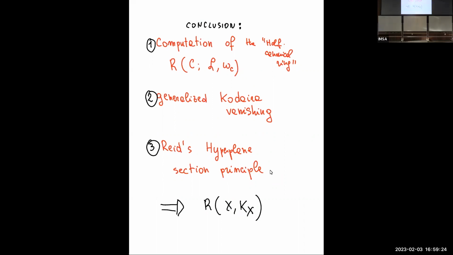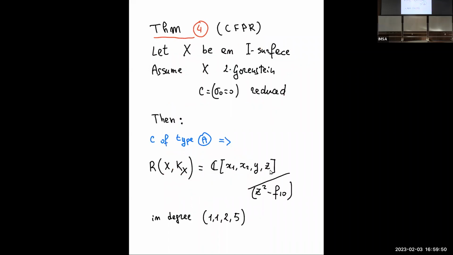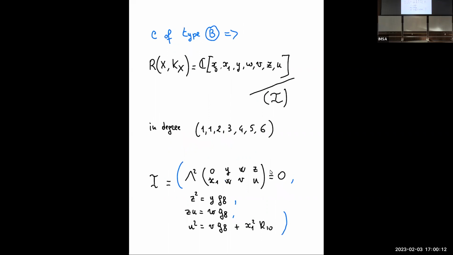taking the computation of the half canonical ring, considering the generalized Kodaira vanishing, and considering the Massey-Zucker-Kleiman extension principle, which says that considering the restriction to the curve, we can build the generators and the relations on the surface, adding one generator. So we obtain this theorem. If X is an I-surface, and assume X is 2-Gorenstein and C reduced, then if C is of type A, the canonical ring is exactly as in the smooth case. If C is of type B, the canonical ring is a little bit complicated.